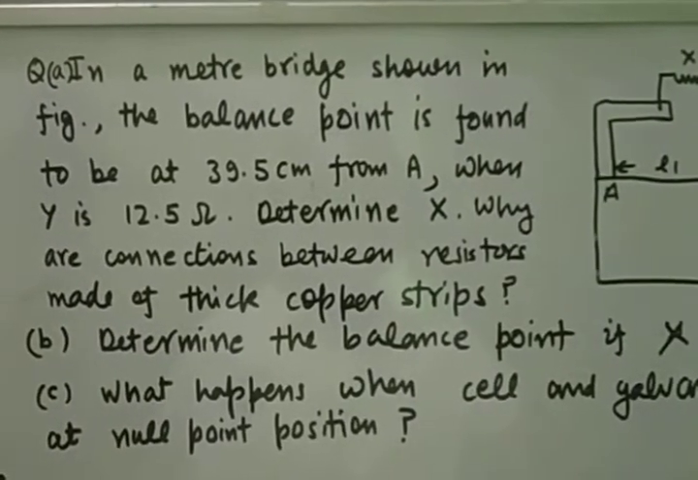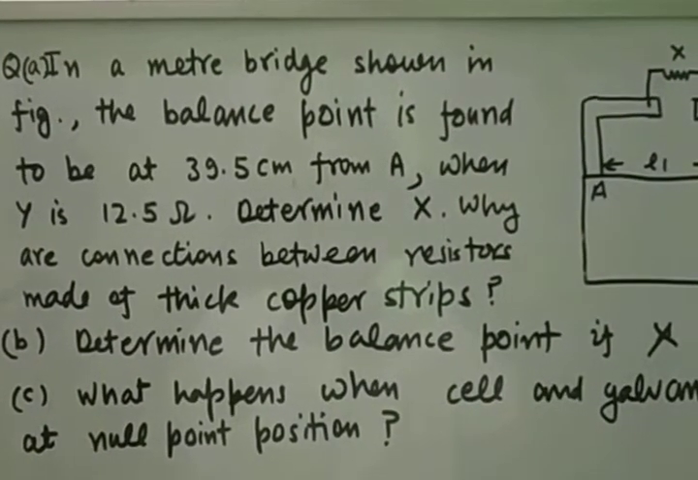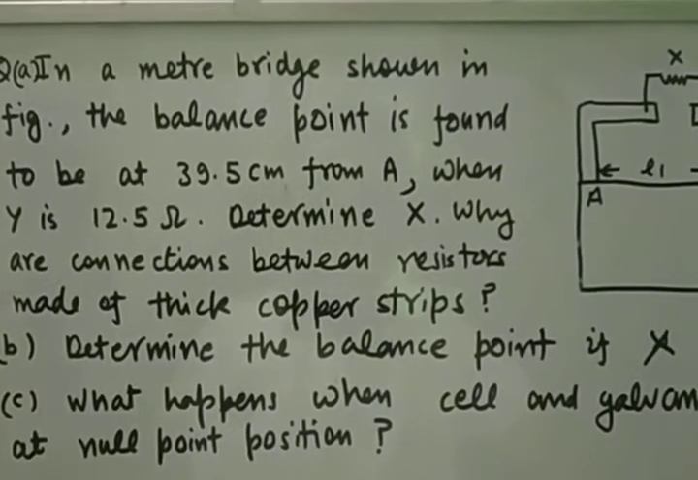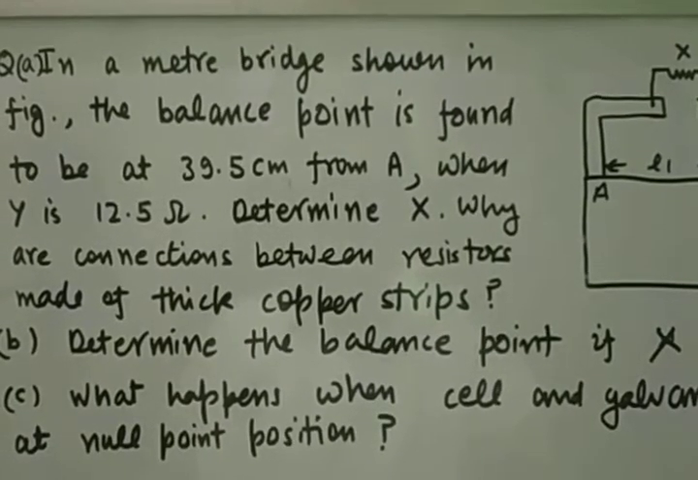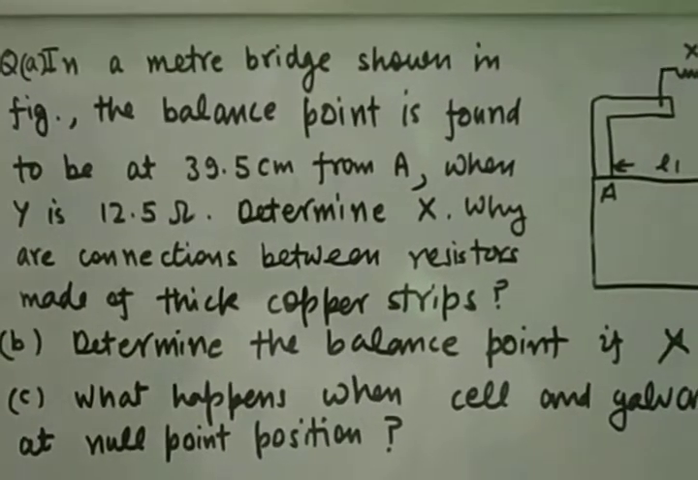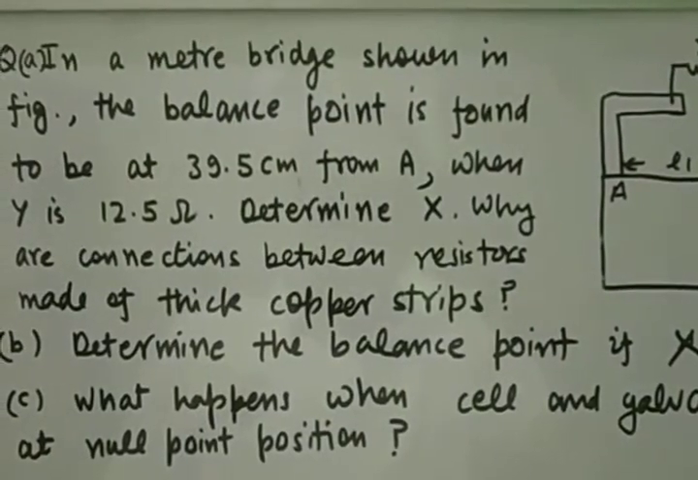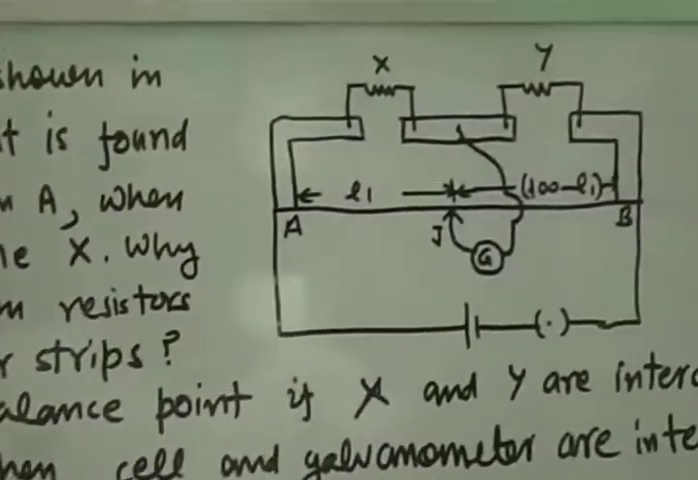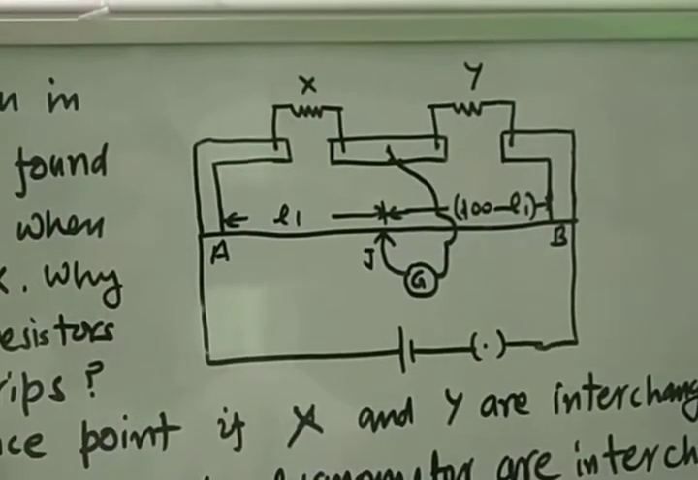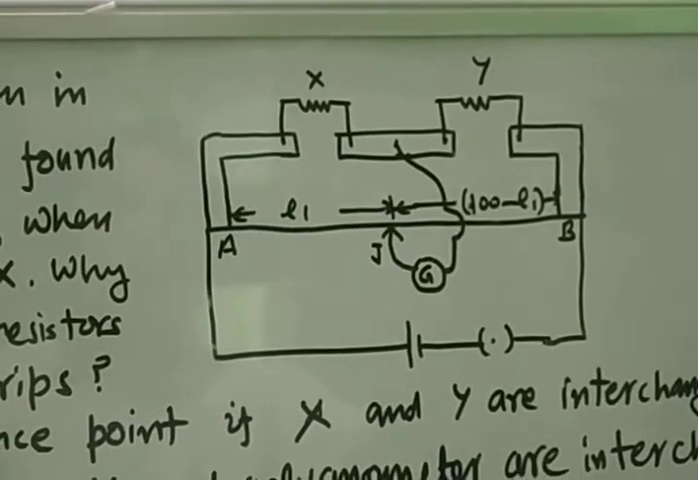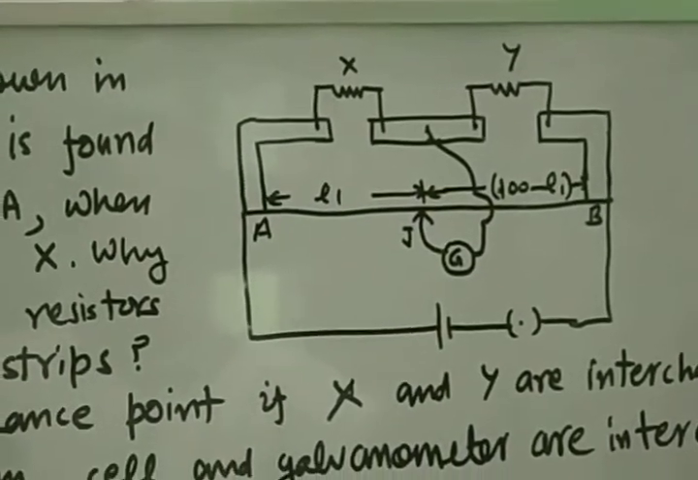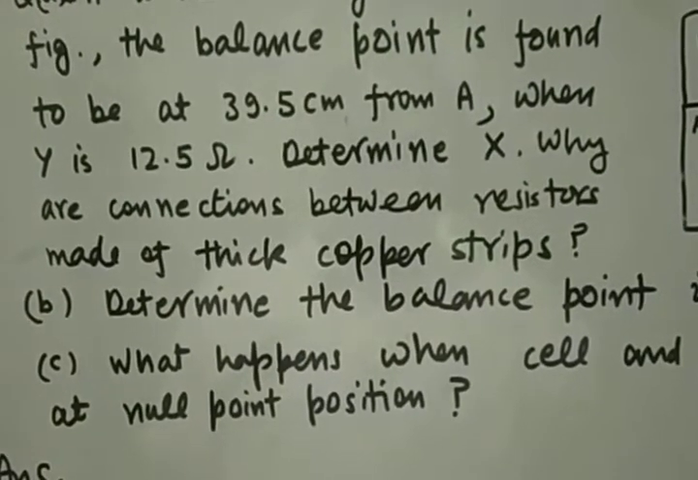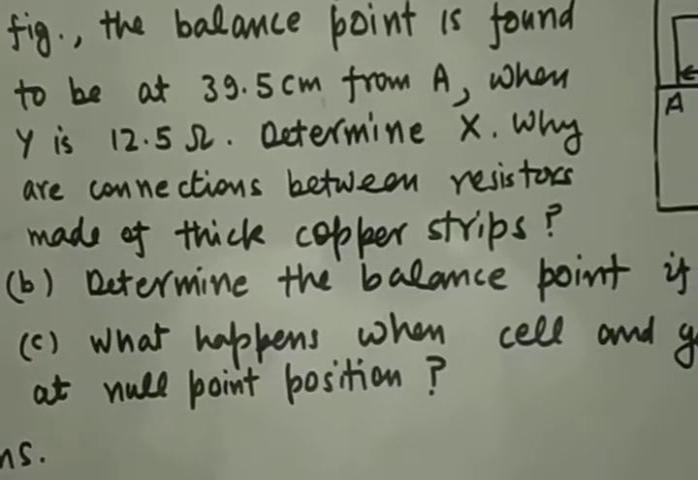Now we take the problem on meter bridge. Suppose in this problem, in a meter bridge, the balance point is found to be 39.5 centimeter from A, when Y is 12.5 ohm. Determine X. So this is the meter bridge. In the left gap X and right gap Y resistors are connected. Then Y are connections between resistors made of thick copper strips.